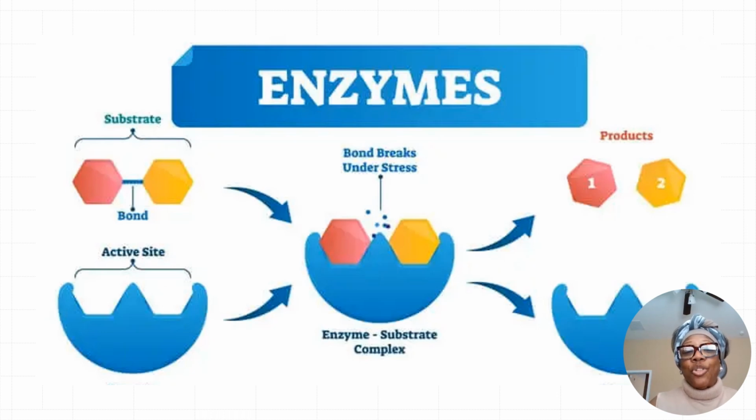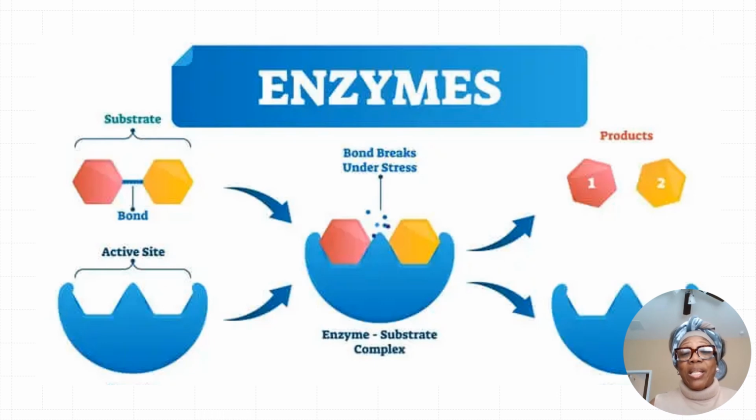It has to bind to a specific place on the enzyme. That specific place where that substrate binds is called the active site. Once a substrate is bound to the active site on the enzyme, now the processes go forward that allow these bonds to break. So combining the substrates with the enzyme, you form what's called an enzyme substrate complex.